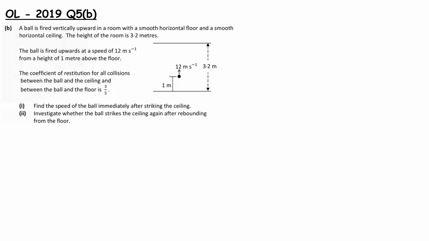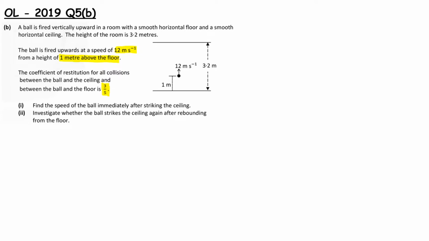In this question, a ball is fired upwards in a room with a smooth horizontal floor and a smooth horizontal ceiling. The height of the room is 3.2 meters. The ball is fired upwards at a speed of 12 meters per second, as we can see on our diagram, from a height of 1 meter above the floor. The coefficient of restitution for all collisions between the ball and the ceiling and the ball and the floor is 3 over 5. That's really important because that's not on the diagram. Part 1: find the speed of the ball immediately after striking the ceiling. Part 2 says investigate whether the ball strikes the ceiling again after rebounding from the floor.